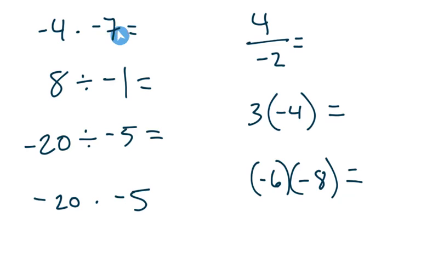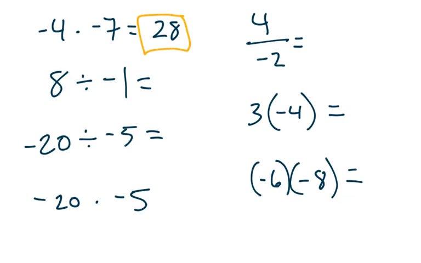Okay, so first I have 4 times 7. So first I'm going to say, what's 4 times 7? I know that that is 28. And then I'm going to say it's a negative times a negative. And I remember that a negative times a negative is a positive. So this is just going to be positive 28. And all I have to do is write 28.